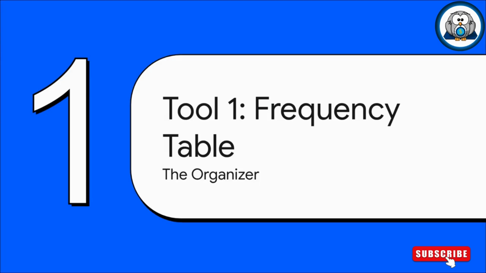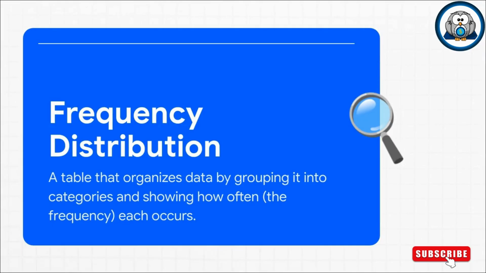All right, tool number 1. This is the foundation for everything else we're gonna do. It's called the frequency table, and it has one simple but super powerful job. It organizes the chaos. So a frequency table, or a frequency distribution, you'll hear both, does exactly what it sounds like. You group your data into logical buckets, like A's, B's, C's, and then you just count how many times each one shows up. That's it. You're just counting the frequency.